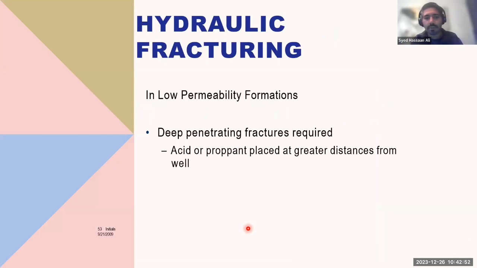I will quickly go through this in the low permeability formations. By low permeability, that means that they are not very helpful in producing oil and gas. So we require deep penetrating fractures. That means it goes very deep. The fracture half length is more, it extends greater into the low permeability formations, and then we use acids and propellants to keep them open.